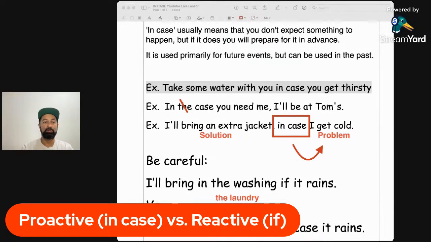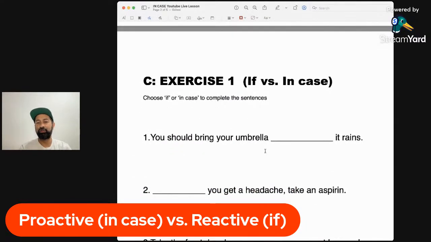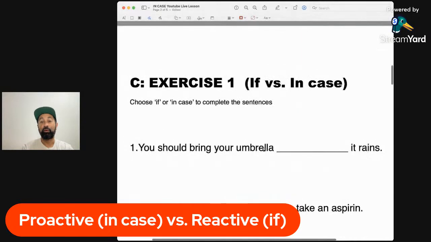We're going to do an exercise where we must choose in case or if. We'll do a small exercise between in case and if, and then I think you should be able to understand. So let's look at the first exercise today. We must choose in case or if. Number 1 says, you should bring your umbrella something it rains.